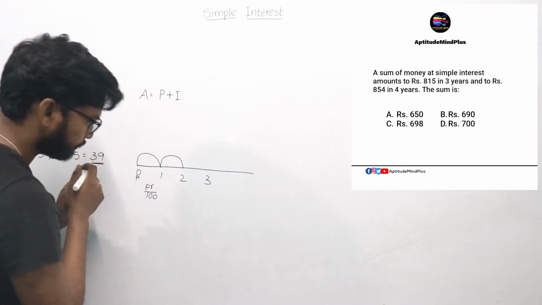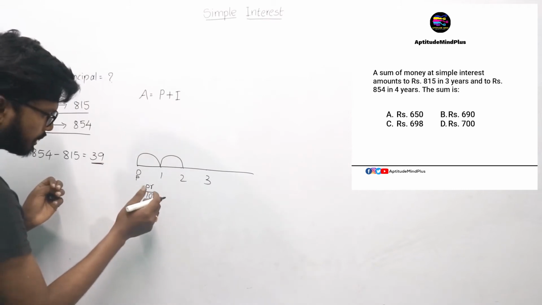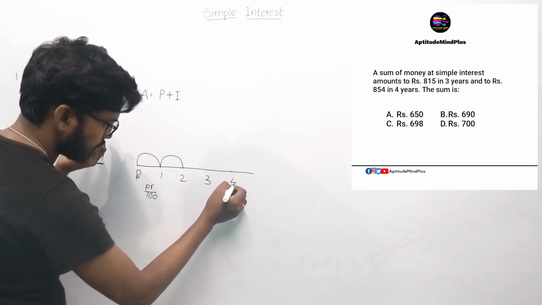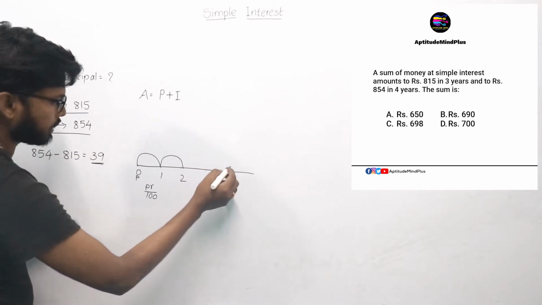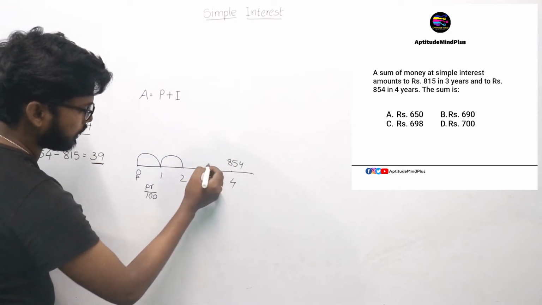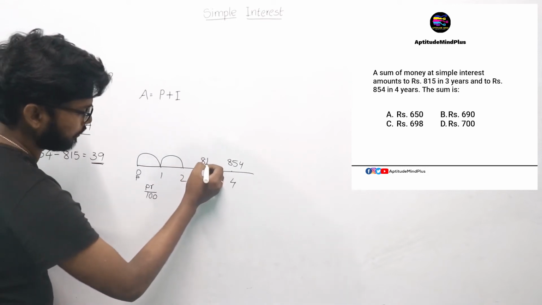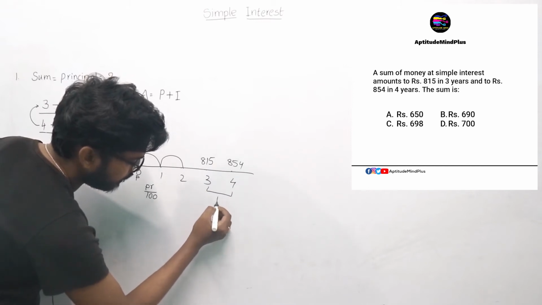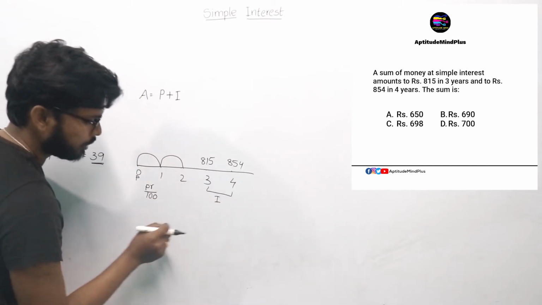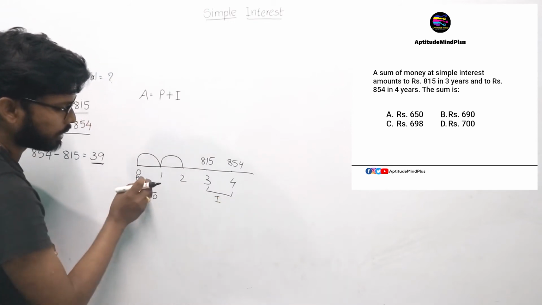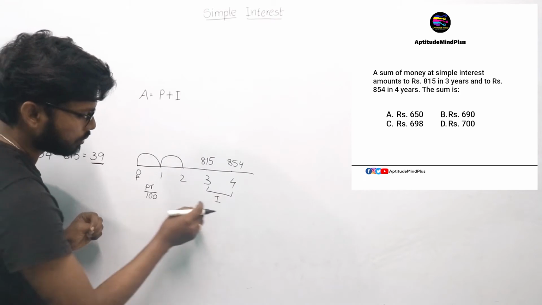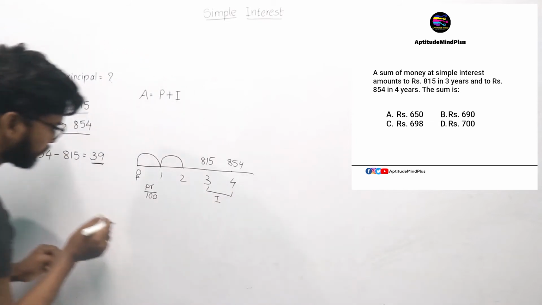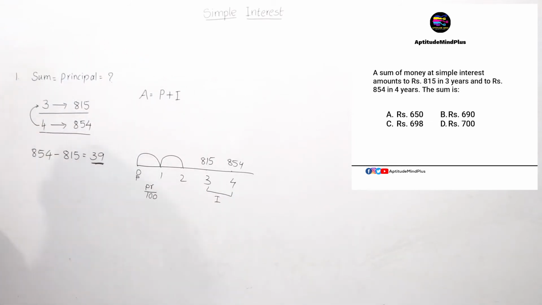So here you have to understand that this is the amount for 4 years and this is the amount for 3 years. Here 854 and this is 815. From here to here, the difference will be the interest for 1 year. If you get the interest for 1 year, then we can get the amount for 3 years, right? So first the difference will be the interest, that is 39 rupees.